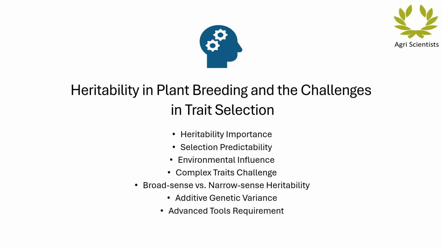However, plant breeders face challenges when selecting traits based on heritability, as traits with low heritability are more influenced by environmental conditions, making selection less predictable. Additionally, even with high heritability, complex traits like yield or stress tolerance often involve multiple genes, interactions, and environmental effects, complicating accurate selection. Breeders must also consider both broad sense and narrow sense heritability, with narrow sense heritability being especially important for predicting additive genetic variance and the potential for trait improvement.